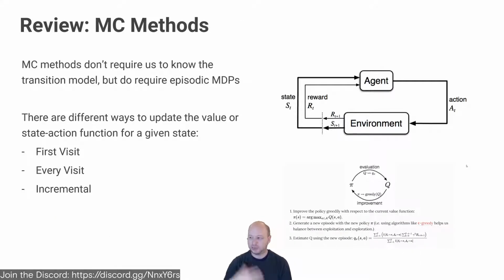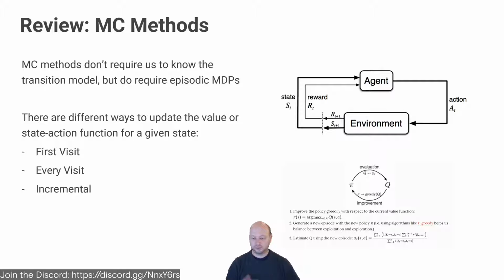So the next step up, say we don't have the model of the world, we can utilize Monte Carlo methods, and Monte Carlo essentially requires an episodic MDP, meaning we have to have a termination state and we have to have complete end-to-end trajectories. We don't know the transition model, but we have that requirement.